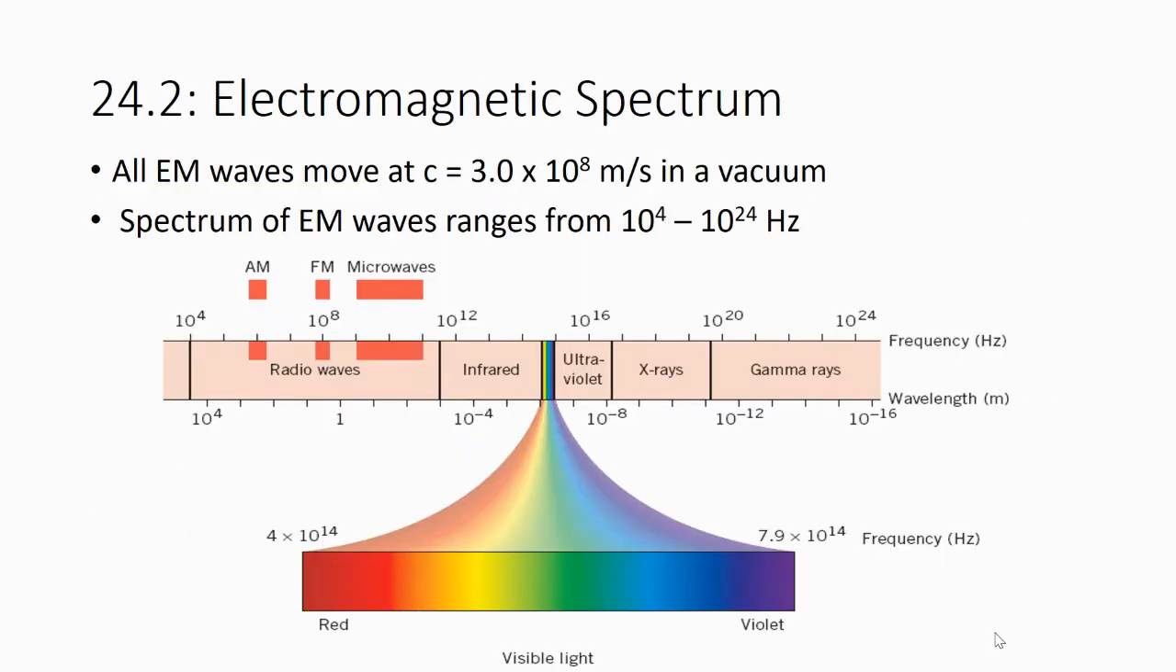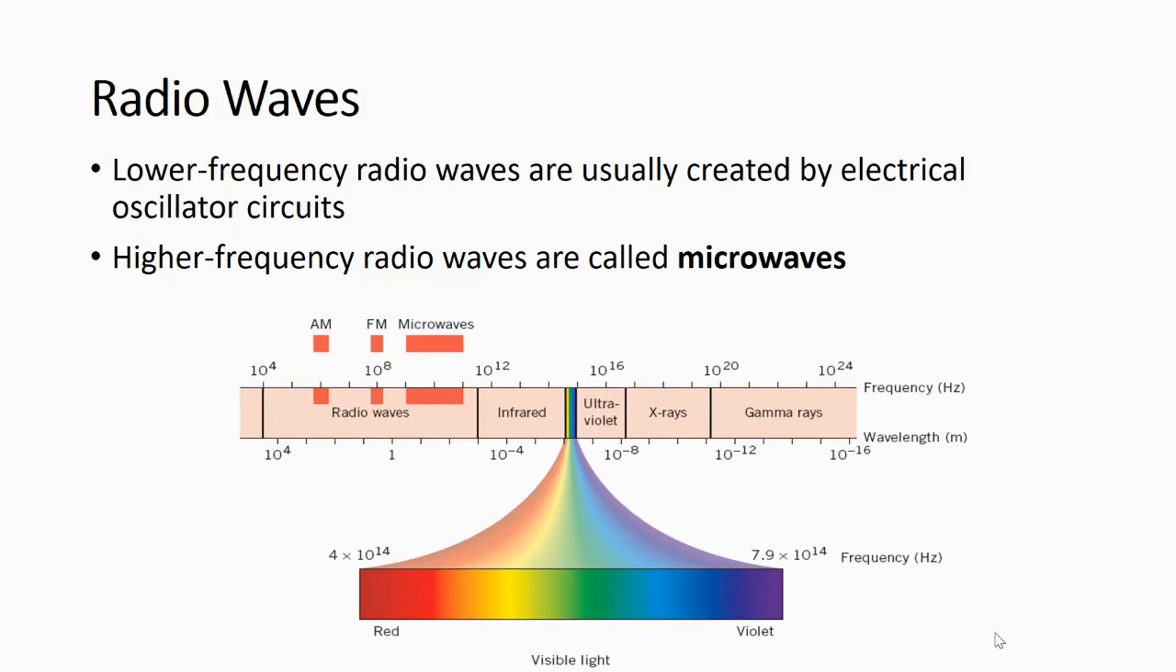Let's get into this electromagnetic spectrum and talk about each of the different types. So again, all of these electromagnetic waves move at the speed of light in a vacuum. And this spectrum ranges from 10 to the 4th hertz to 10 to the 24th hertz. And often these different types are referred to by their frequency. To start, we have radio waves.